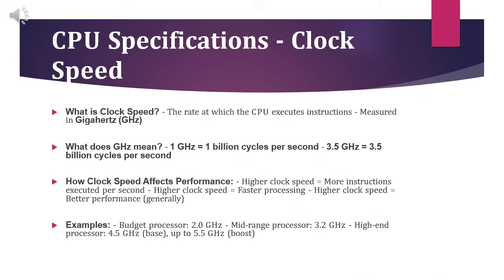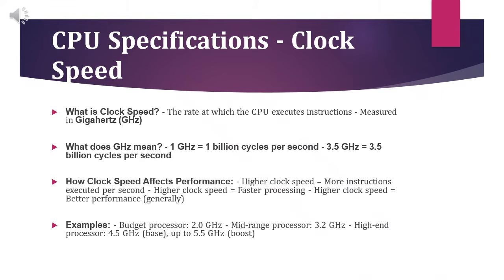Clock speed has a direct impact on performance. Generally, a higher clock speed means the CPU can execute more instructions in that same second, leading to faster processing and better overall performance. You will typically see these speeds across different categories of devices. Budget processors usually run around 2.0 GHz. Mid-range processors step up to about 3.2 GHz.